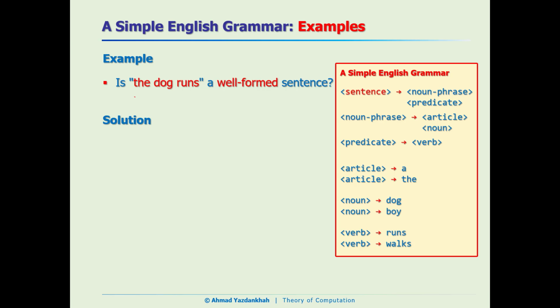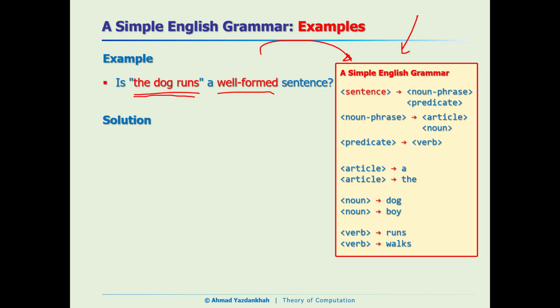Here is our sentence: the dog runs. The question is, is this sentence well formed over this grammar? The meaning of well formed or malformed totally depends on the grammar, so we always need to specify the grammar. Let's see whether we can derive this sentence from this grammar or not. If we can derive this sentence, then we would say, yes, this sentence is well formed. Otherwise, it is malformed. All right.